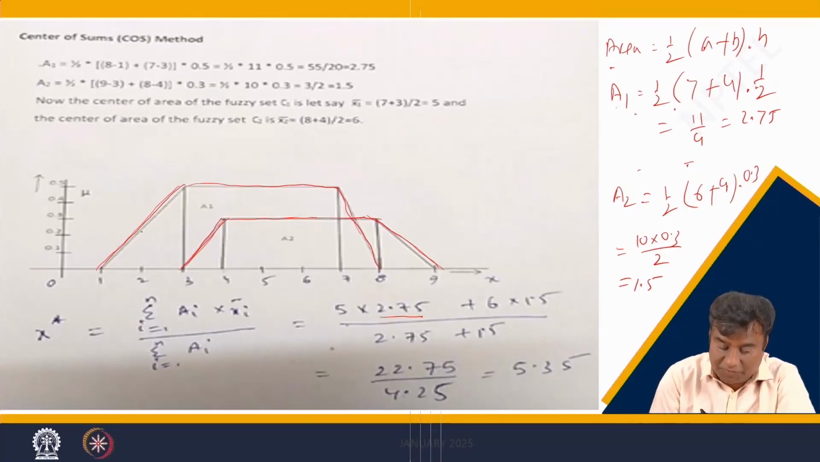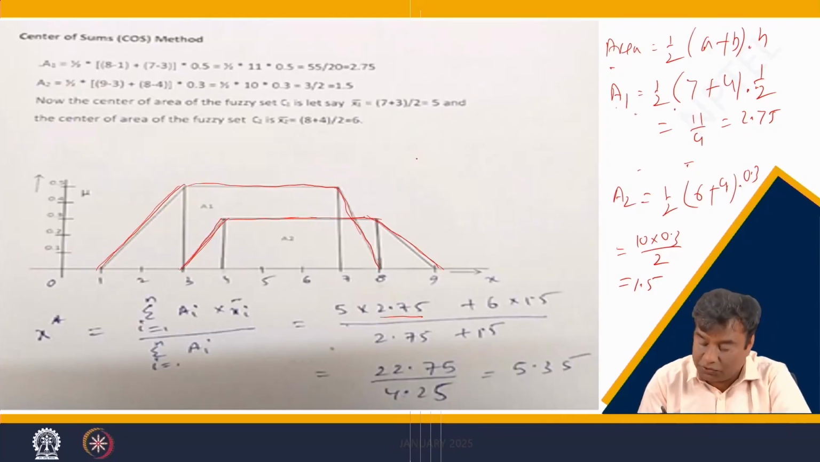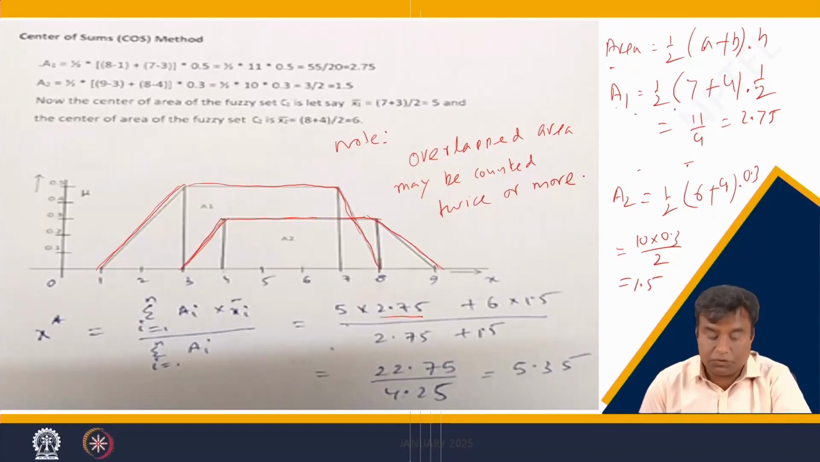So here you have seen we have considered the overlap. The overlap area can be counted twice or more. The main thing here is this overlapped area, so write it as a note: overlapped area may be counted twice or more. So that is the center of sum method.